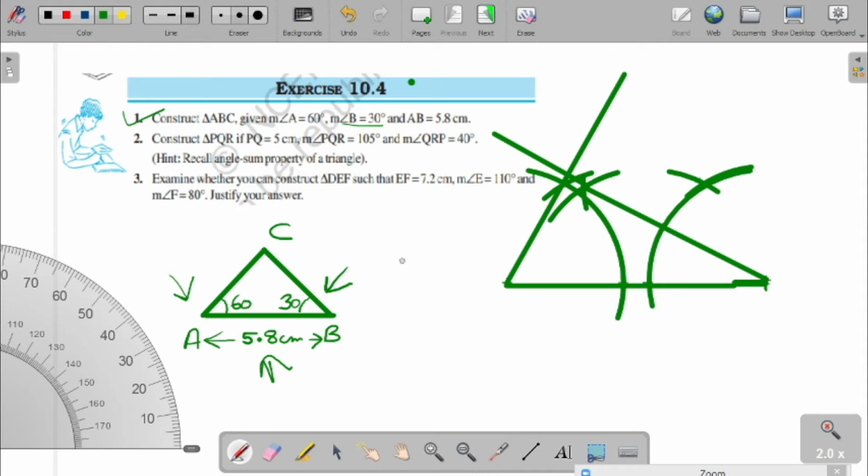We can name it. This is A, this is B, and this is C. Okay. So this is all about the construction. We can erase this part. This is extra. Sometimes we need it, that's why we draw it. Okay. So this is all about question number 1. Then we will move to question number 2.